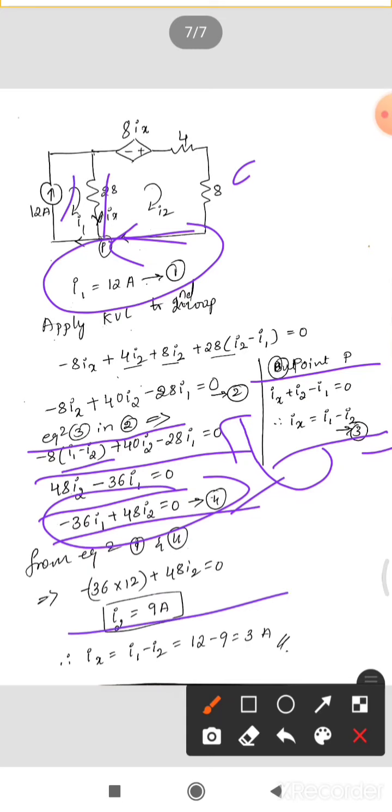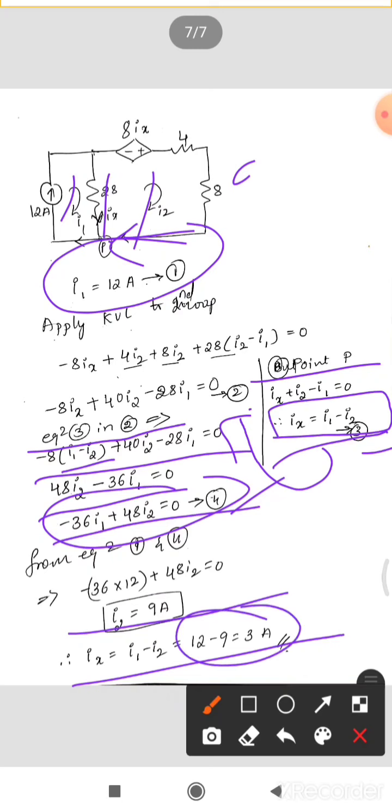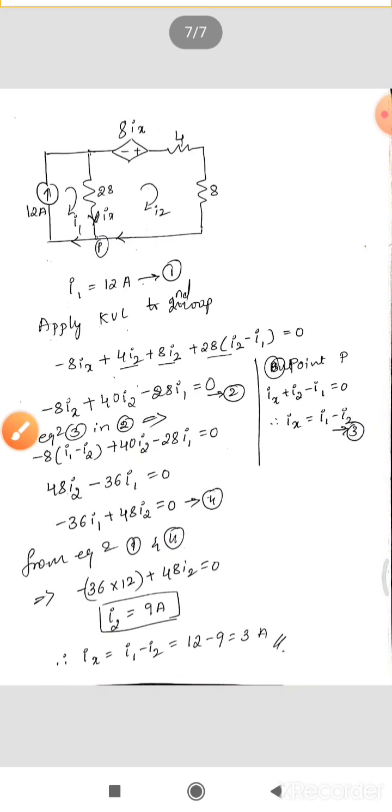Once you have got loop currents I1 and I2, our task is to calculate what is Ix. Ix is nothing but I1 minus I2. I1 is 12 ampere minus 9 ampere, which is equal to 3 ampere. Okay, thank you.